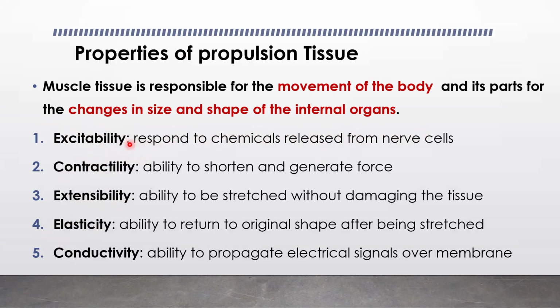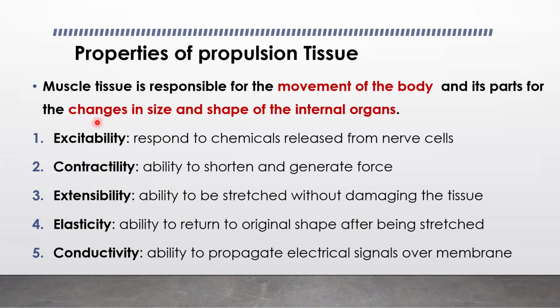The contractility property is the ability of the muscle or the tissue to shorten and generate force when it responds to these chemicals. Then extensibility is its ability to be stretched without damaging the tissue. And then elasticity is the ability to return to its original shape after being stretched. Conductivity is its ability to propagate electrical signals over the membrane. This has to do with action potential generation, hyperpolarization, depolarization, and repolarization activities.